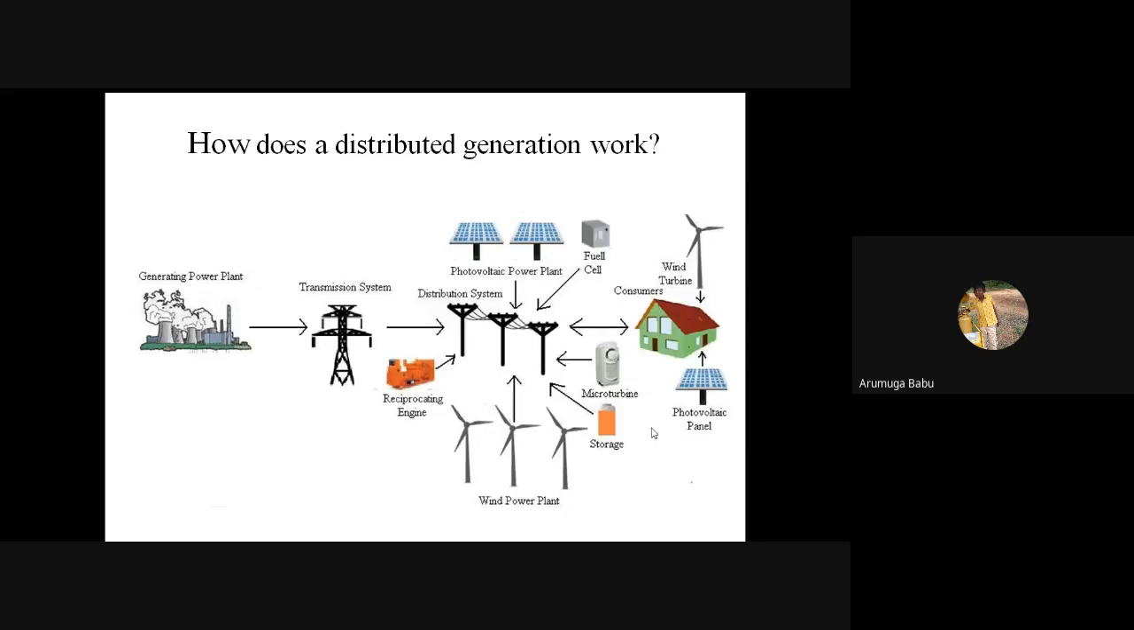Here we are having different types of distributed generations shown. We can have photovoltaic plants or solar power plants, wind power plants, micro turbines, storage, and reciprocating engines.